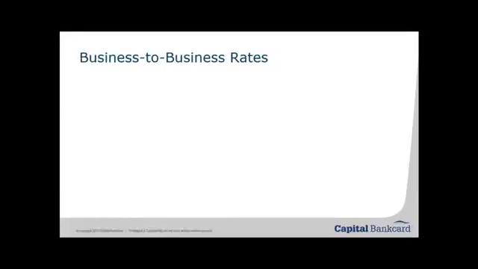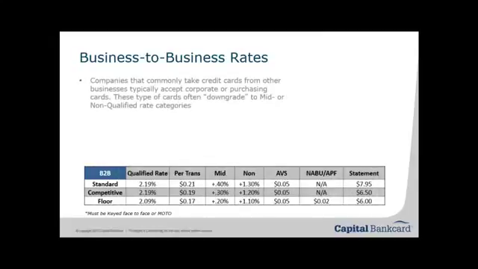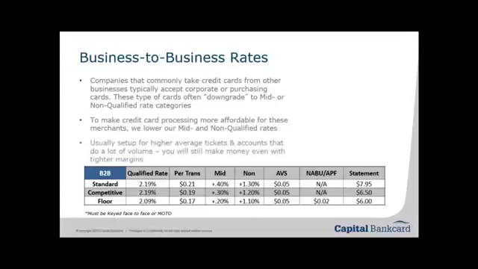Now let's touch on business-to-business rates. Business-to-business rates are for companies that commonly take credit cards from other businesses, typically accepting corporate or purchasing cards. These types of cards will often downgrade to mid or non-qualified categories. To make credit card processing more affordable for these merchants, we lower our mid and non-qualified rates. Usually, we'll set these up for higher average tickets and accounts that do a lot of volume. You will still make money even with tighter margins.